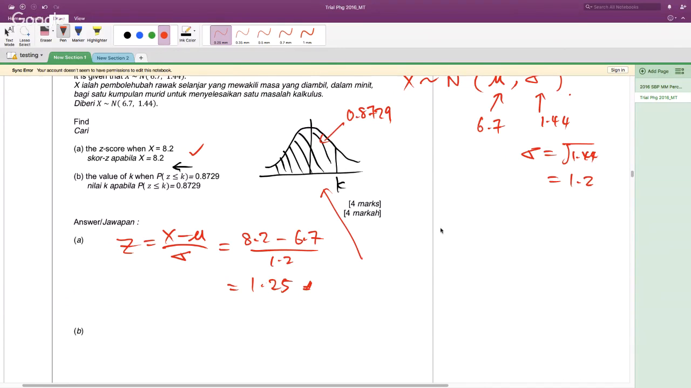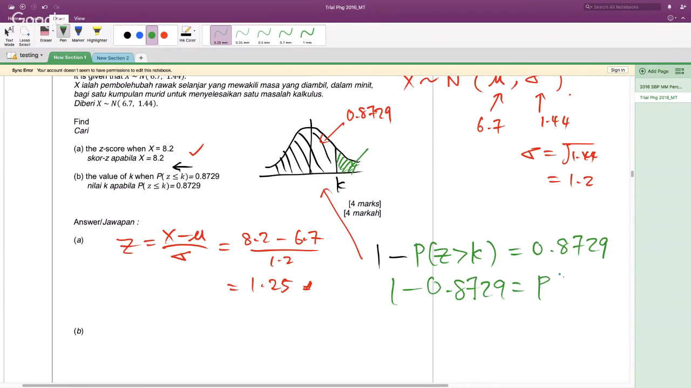So 0.87 is nowhere to find. In order to get it, I will use the total, which is 1, minus the green part here. The green part is the probability Z is bigger than k. So 1 minus that green part gives 0.8729. I will solve this by moving the 0.8729 to the other side, and it becomes positive. So the probability for Z bigger than k should be 1 minus 0.8729, and you will get 0.1271.